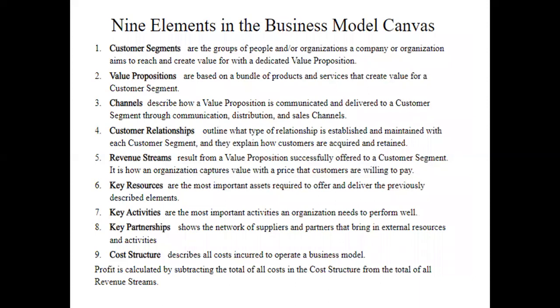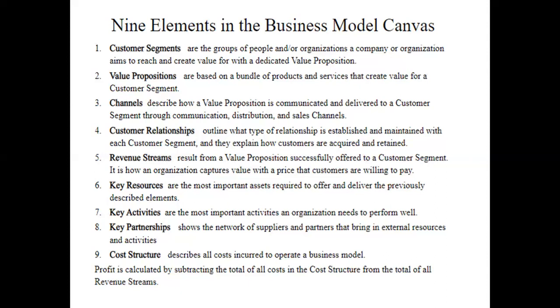First one is customer segment, a group of people or organizations a company aims to reach and create value for with a dedicated value proposition. Second, value propositions are based on a bundle of products and services that create value for a customer segment. Third one, channels, describe how a value proposition is communicated and delivered to the customer segment through communication, distribution, and sales channels.